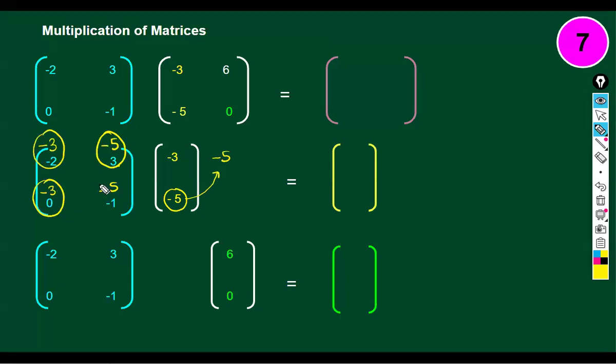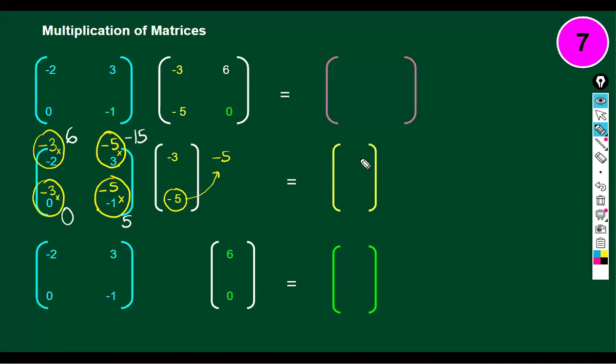Multiply each pair. Right, let's go. -3 by -2 is +6. -5 by 3 is -15. Anything by 0 is 0. -5 by -1 is +5.